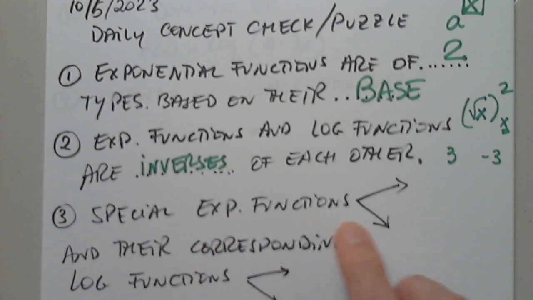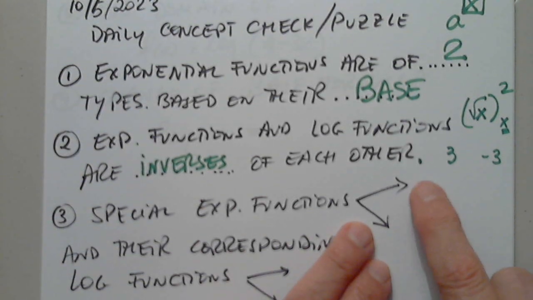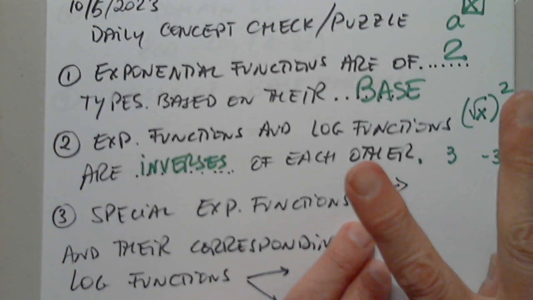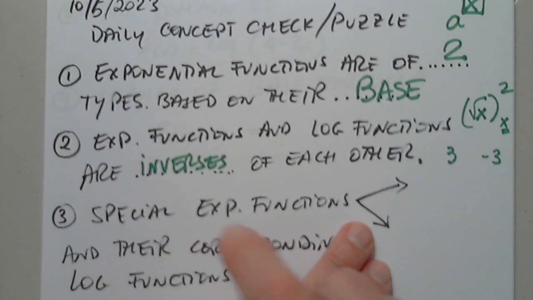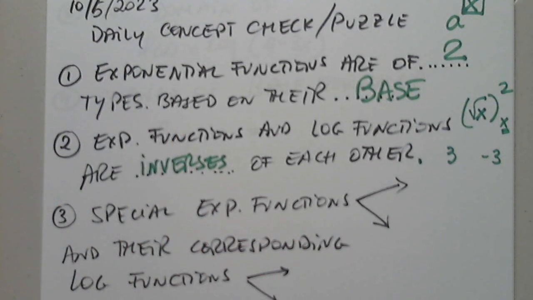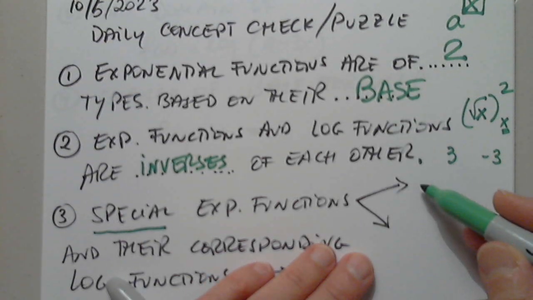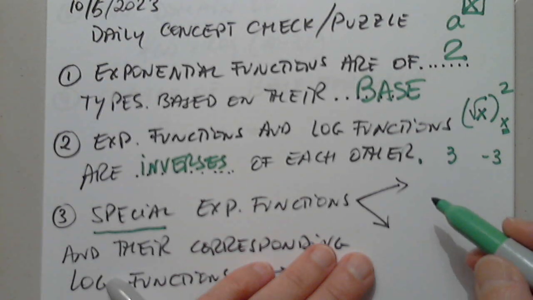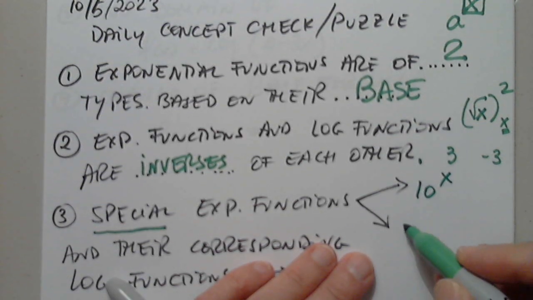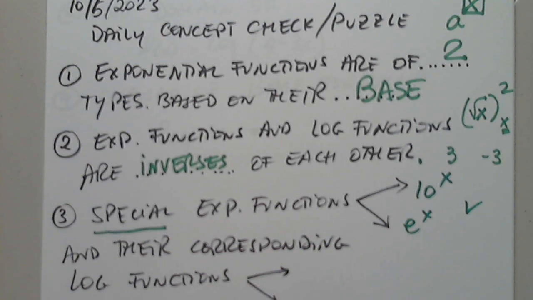Special exponential functions. What are they? Two exponential functions are called special because they are widely used. Which ones? 10 to the x and e to the x. Brilliant, thank you very much.